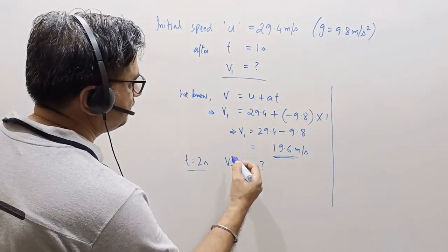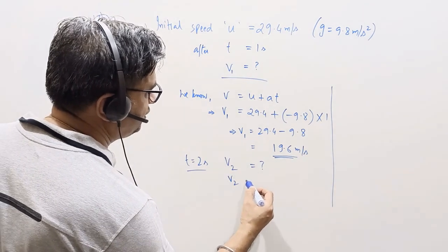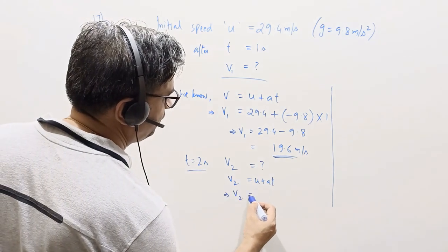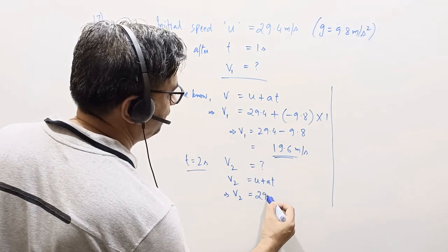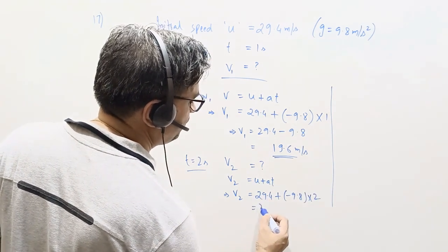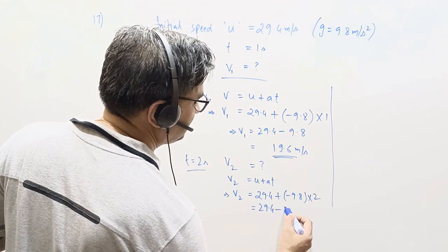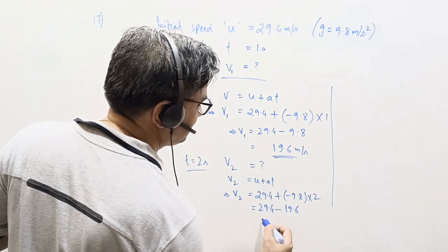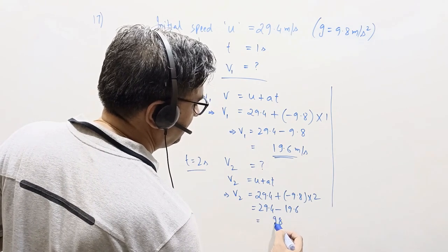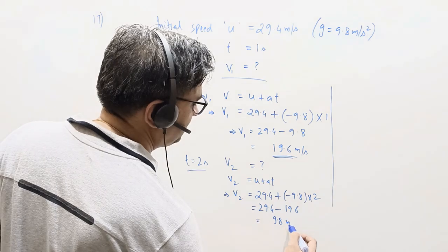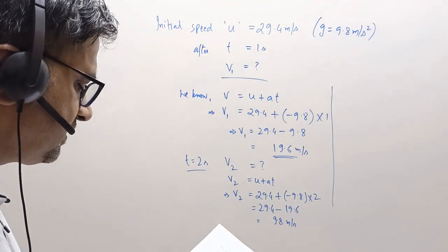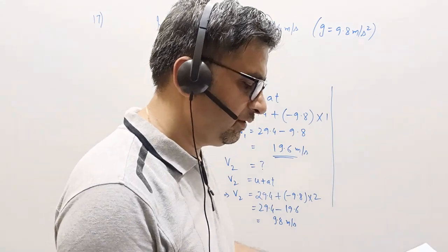In this case, if we apply this equation again, v2 is equal to u plus at gets us what? v2 is equal to u, which was 29.4, plus minus 9.8 into 2. So this comes to 29.4 minus 19.6, and that gets us 9.8 meters per second. We can similarly calculate v3. Now let us very quickly look at how we can find the height.